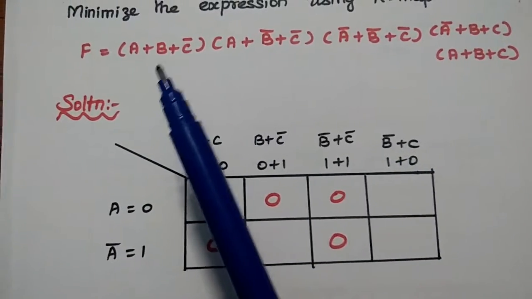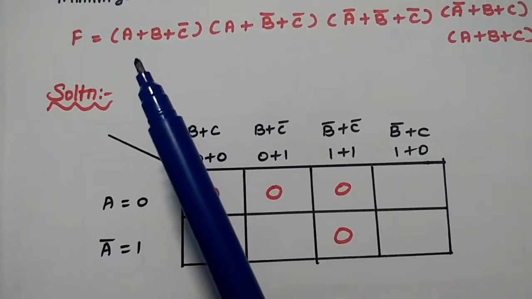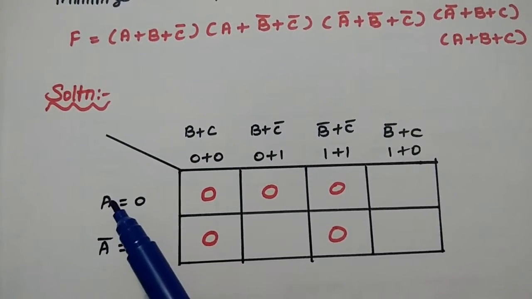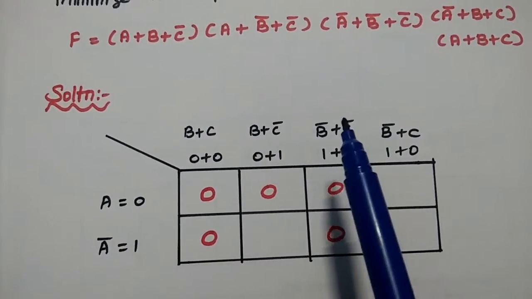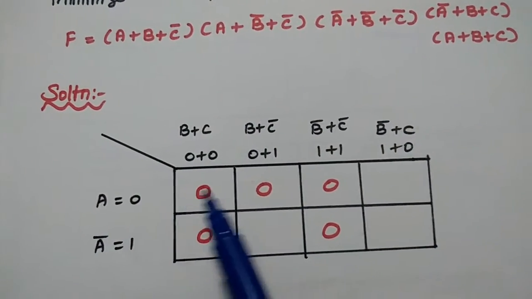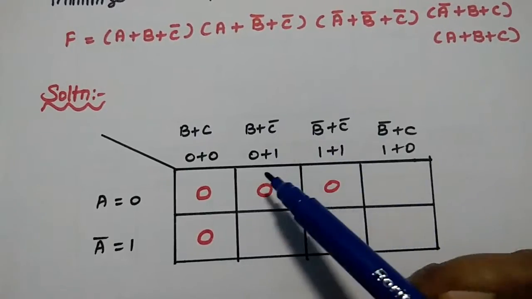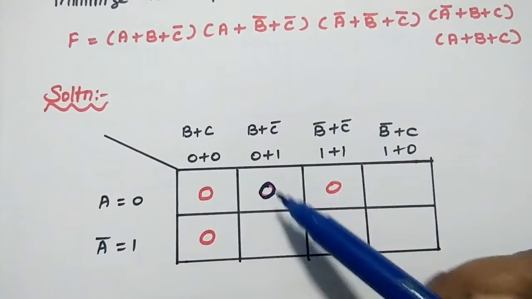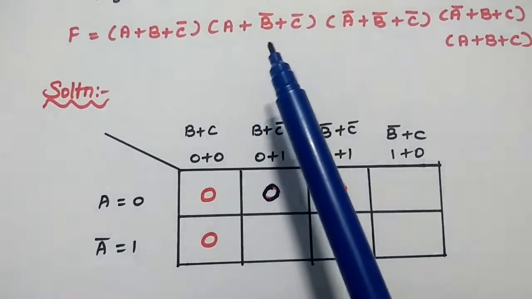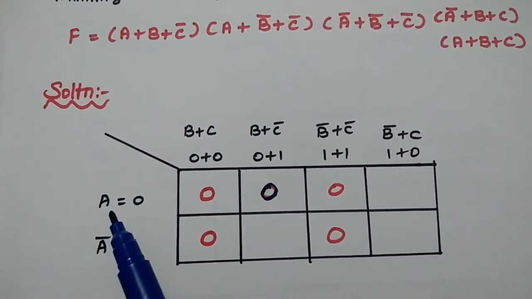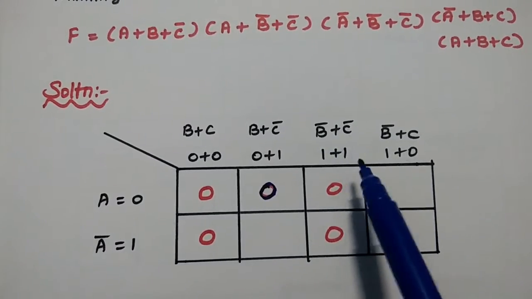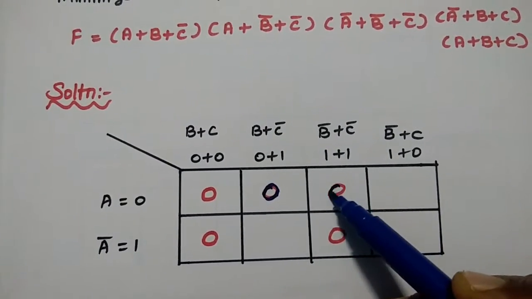So what is the first max term? Here A plus B plus C bar. So here B plus C bar is the second column. So first row, second column we have to put 0. What is the next max term? A plus B bar plus C bar. Here A is the first row. Where is B bar plus C bar? Third column. So we have to put 0 here.